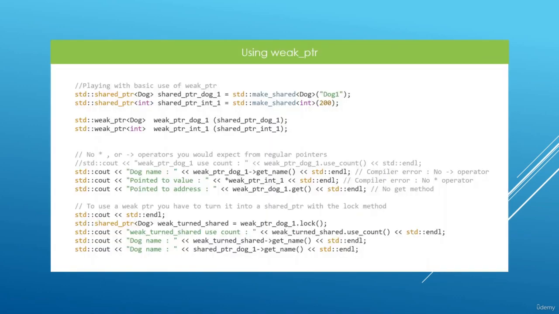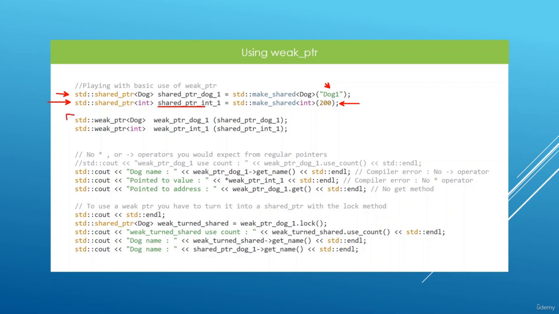Here we have a simple example, and we have two shared pointers set up on top here. And we are using std::make_shared to dynamically allocate memory on the heap. We have a dog object and we have an int variable here, which is pointed to by this pointer here. And this is something you already know.